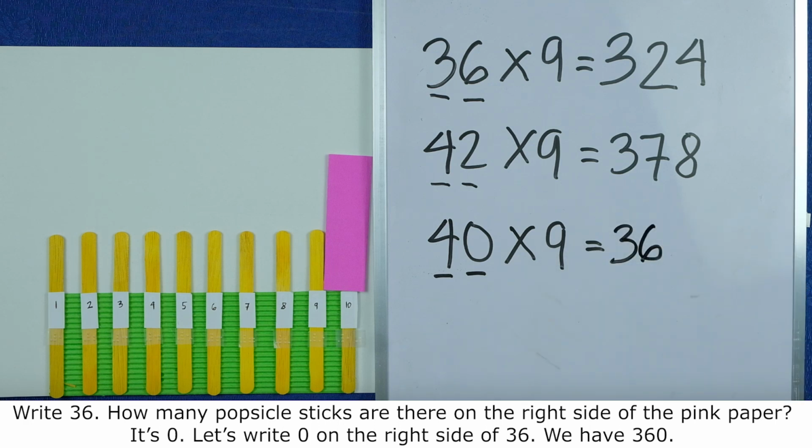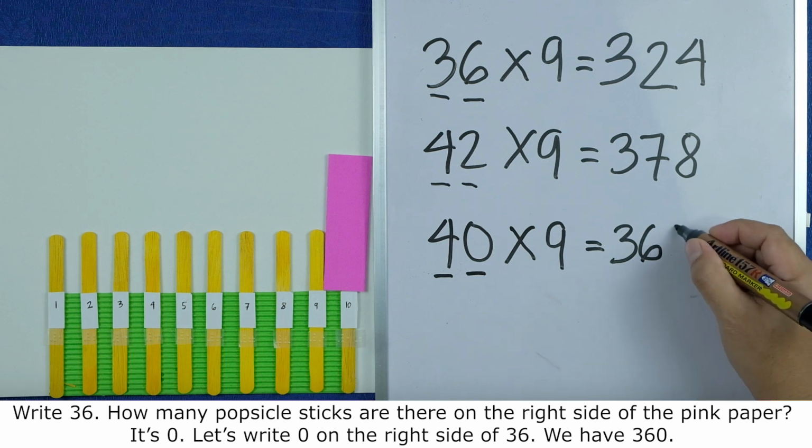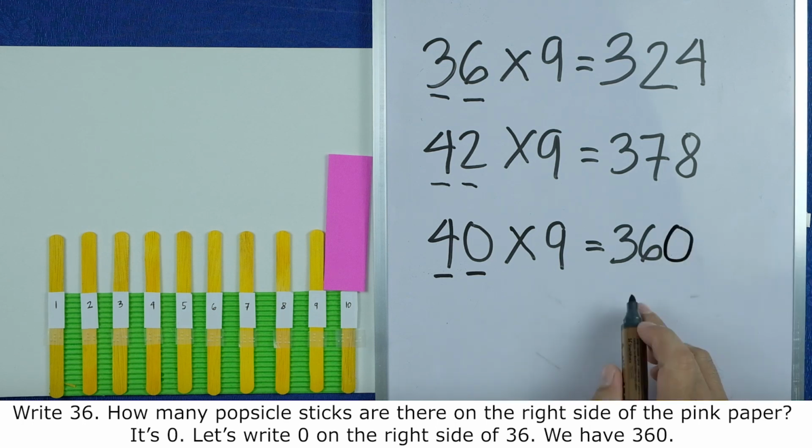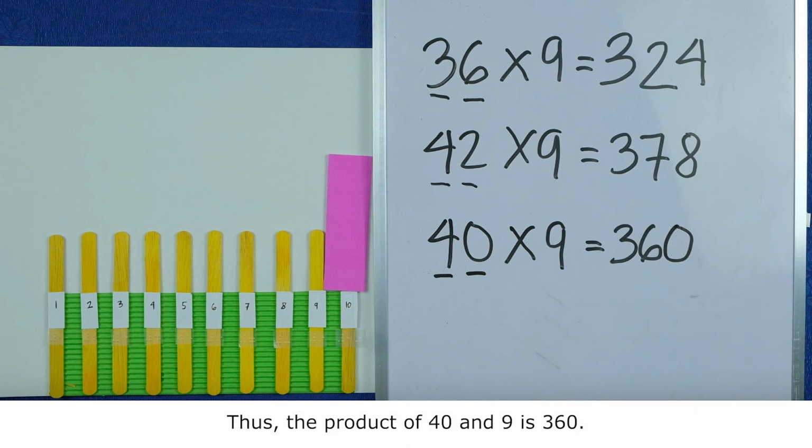Now, how many popsicle sticks are there on the right side of the pink paper? It's 0, right? So let's write 0 on the right side of 36. We have 360. Thus, the product of 40 and 9 is 360.